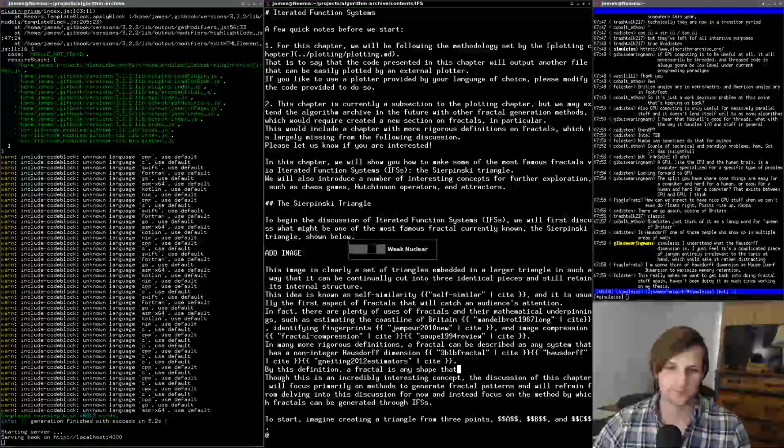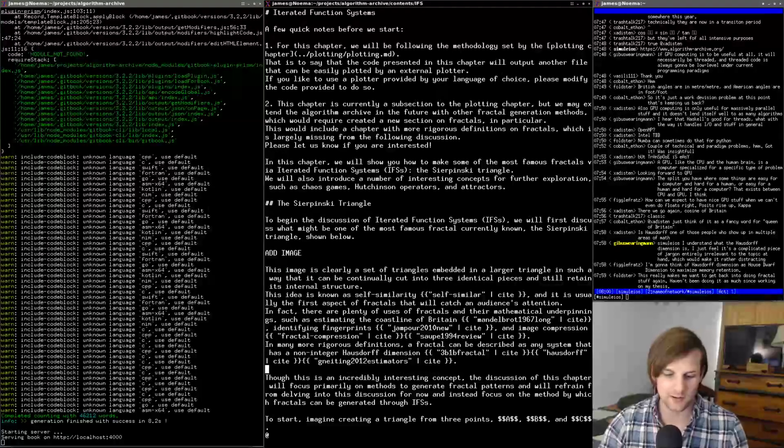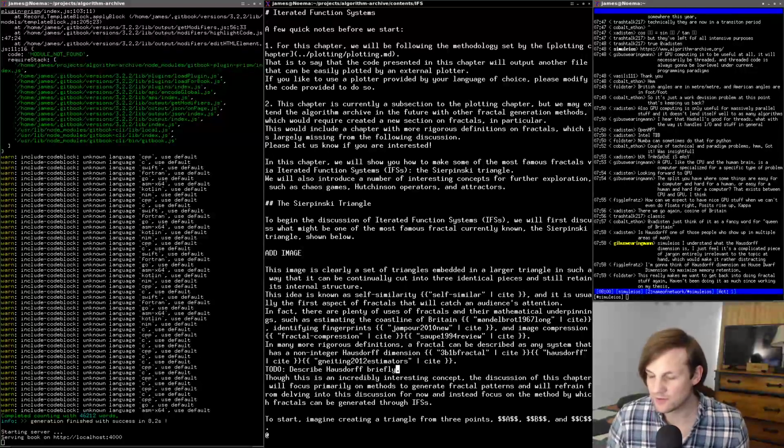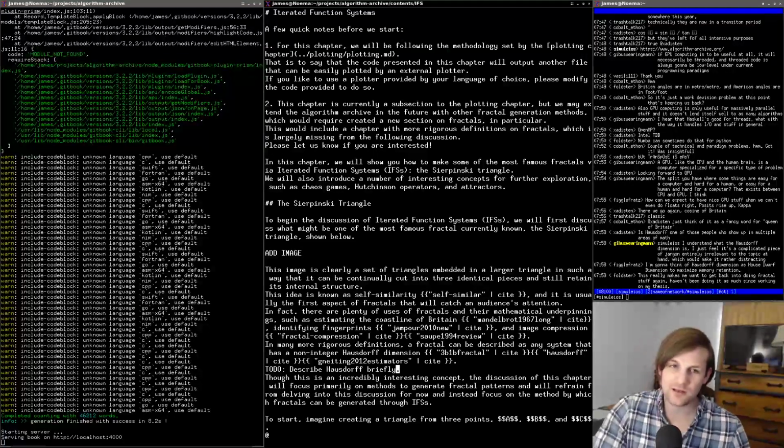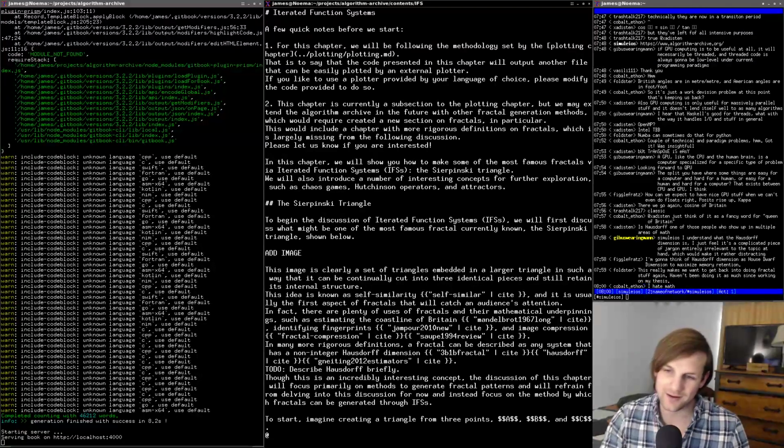Let me just put a to-do statement in here. To-do: describe Hausdorff briefly. Because I feel it's necessary to say that this is a way to define a fractal. Because without that definition there, we don't have the true nature of a fractal, right?